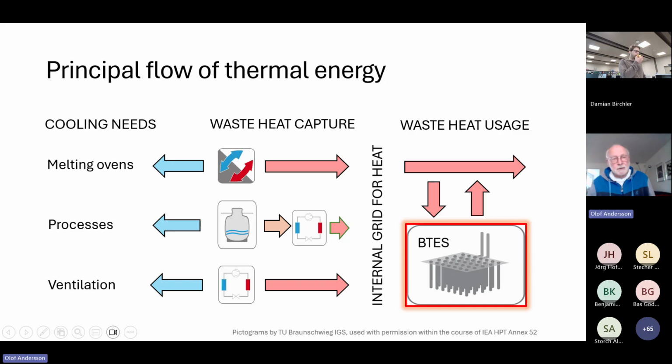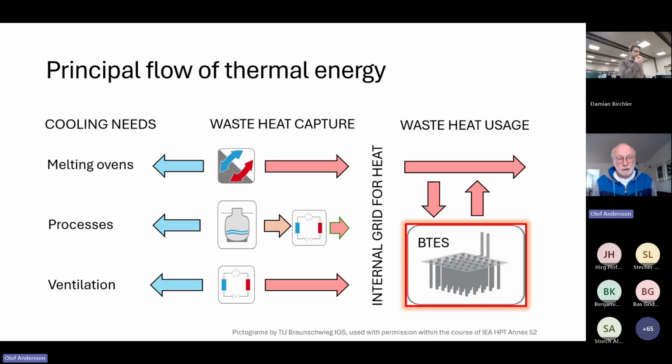So this is a principal flowchart of the thermal energy flow in the industrial area. It has an internal grid, let's say a district heating grid.